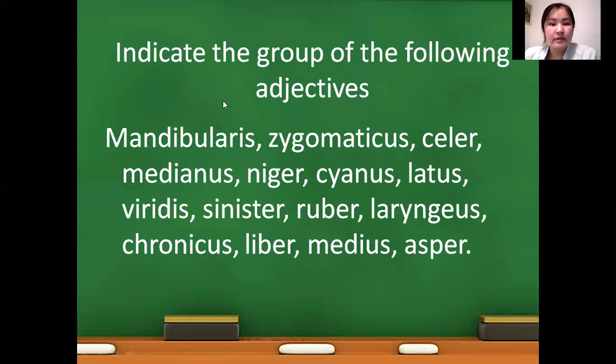So guys, your task is to try to indicate the group of these adjectives. Like, see, mandibularis, the ending is which group? Yes, it is the second group. Zygomaticus, which group? Us ending. Yes, the us ending shows us that zygomaticus belongs to the first group. Celer, er: all adjectives with the ending er belong to the first group.